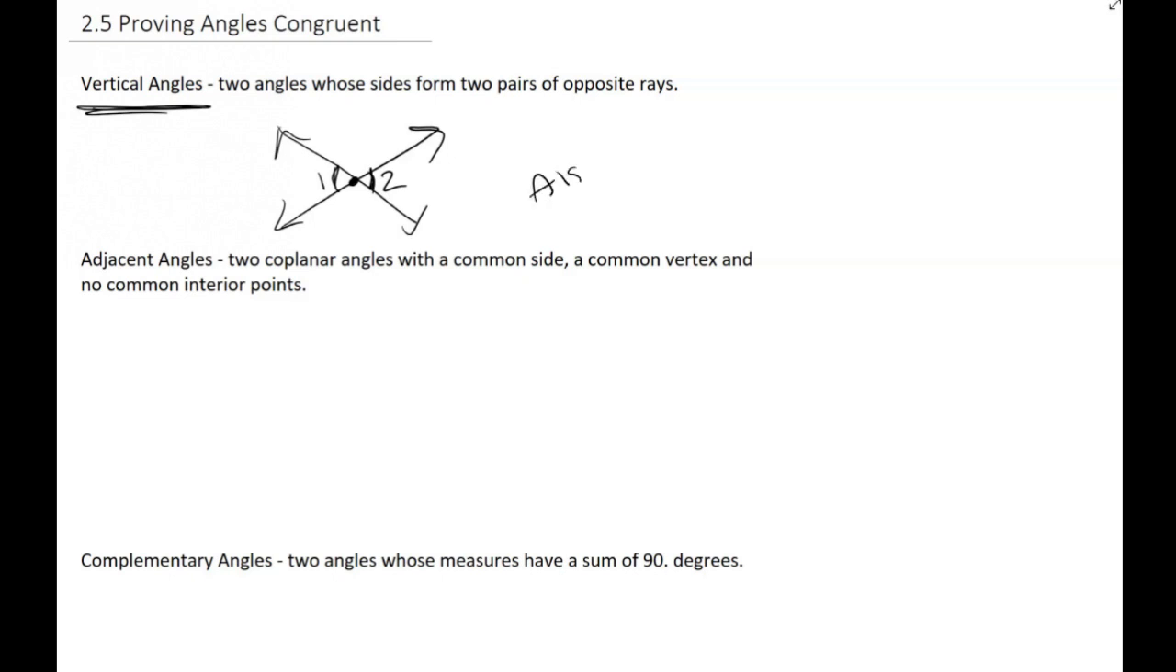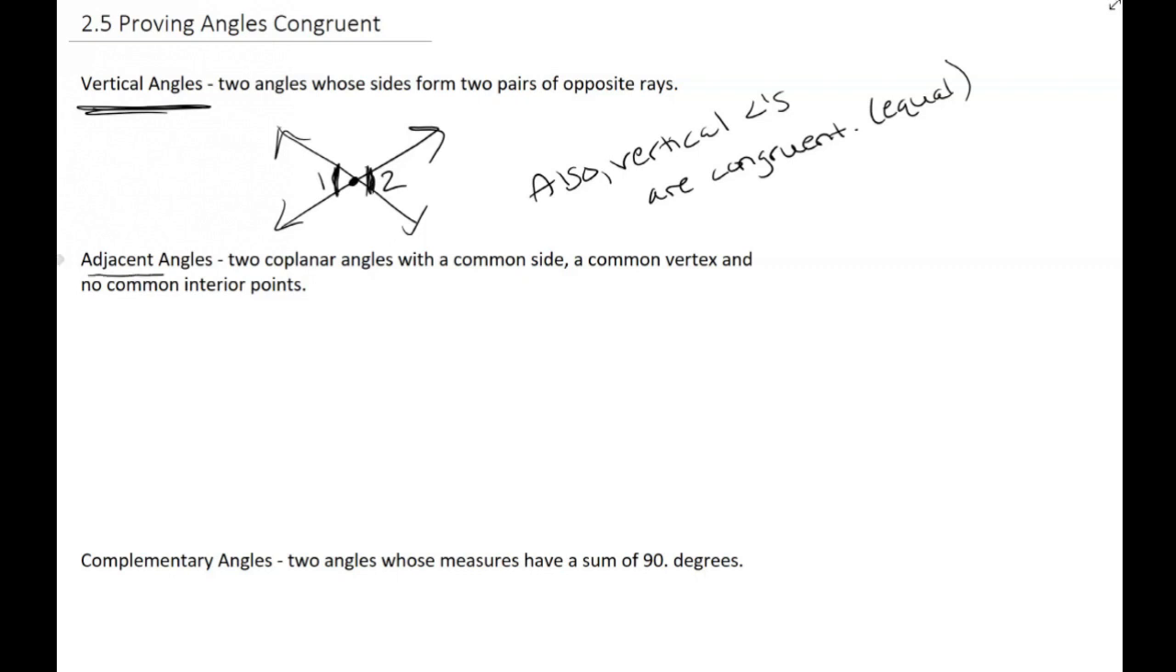Also, this is important to note, vertical angles are congruent. And if you've not heard that term before, congruent simply means equal. That's going to be important at the end of this lesson. But vertical angles are simply angles that are opposite each other, that share a common vertex.